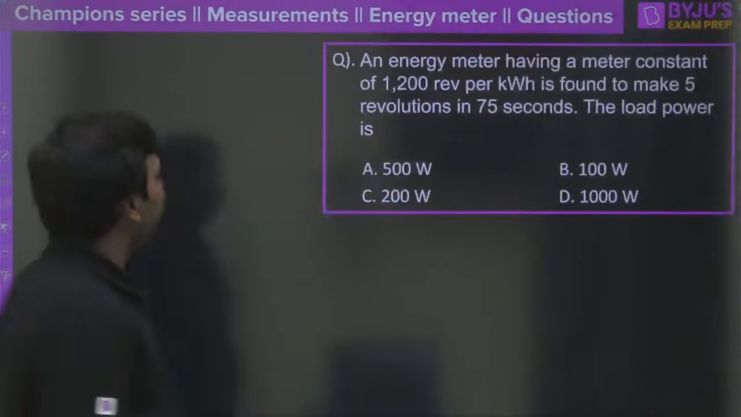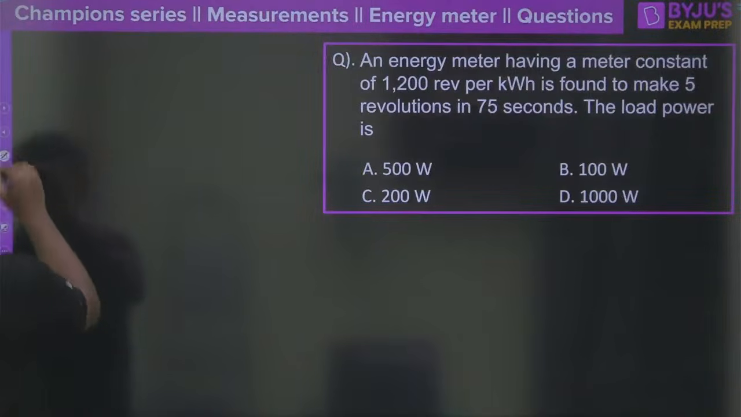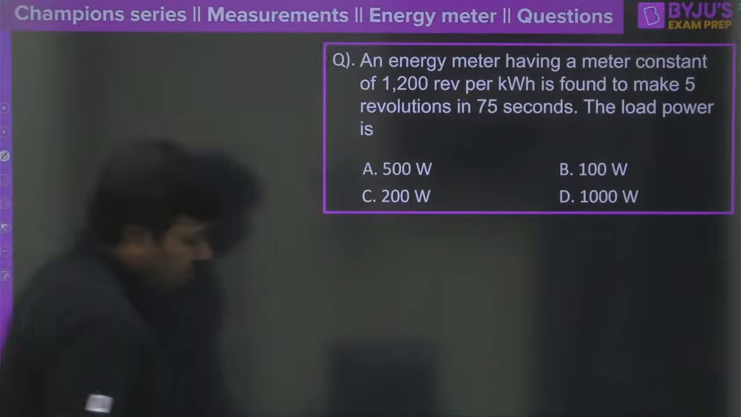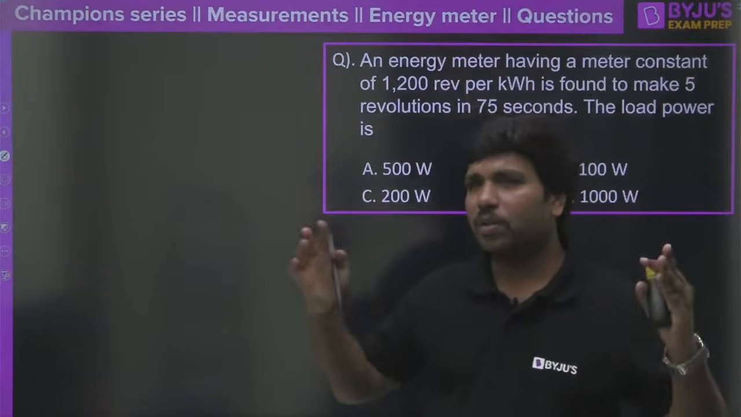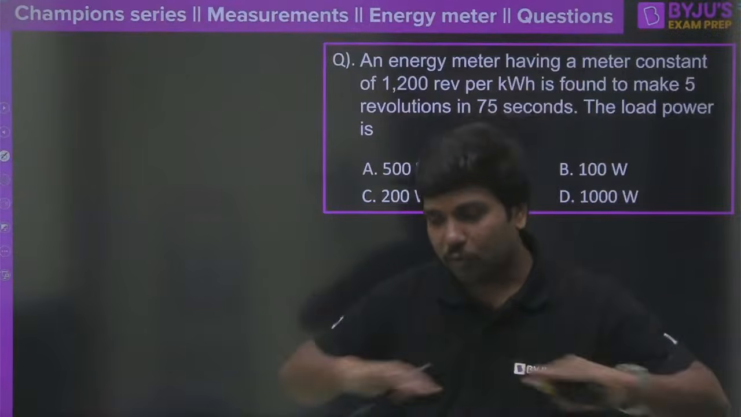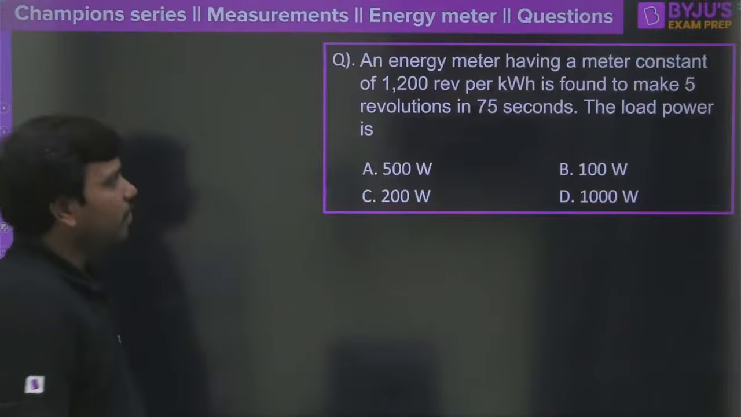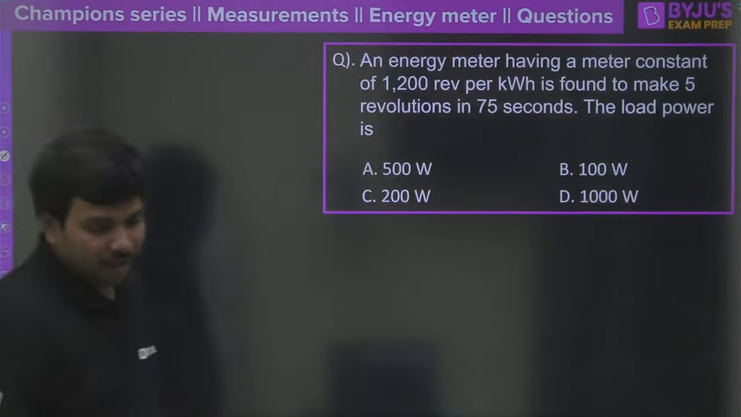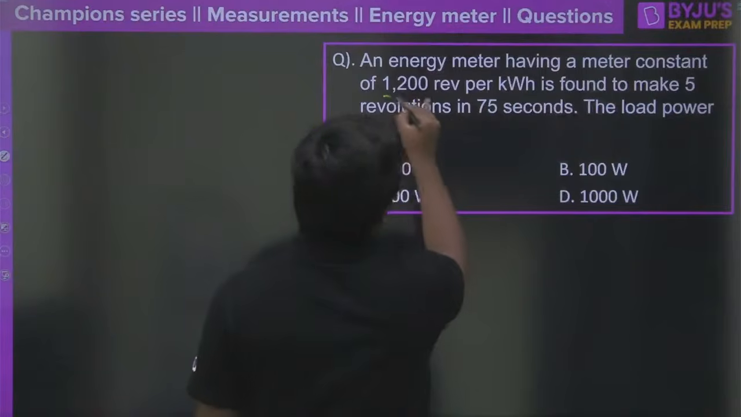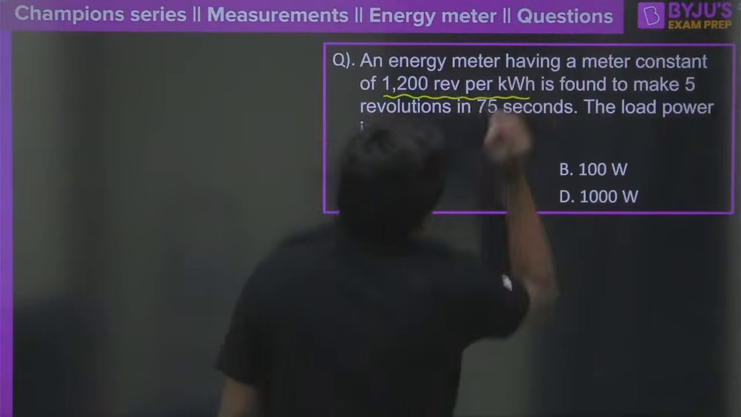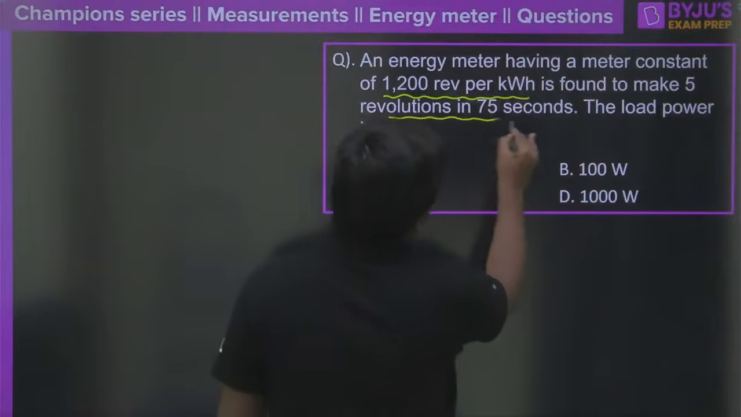Now let's see one very good question here. From now onwards every question will be a good question, and as I promise you, I won't solve any question with too many hectic formulas. Let's use the basics and try to solve any question here. Soumyabala, what is the answer for this question? An energy meter having a meter constant of 1200 revolutions per kilowatt hour is found to make 5 revolutions in 75 seconds.